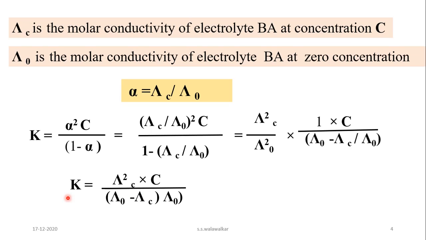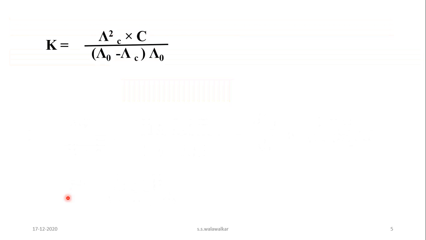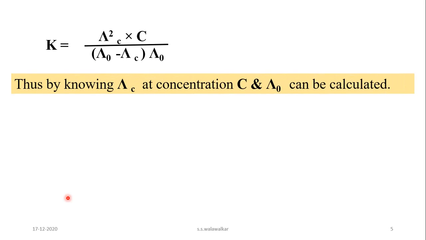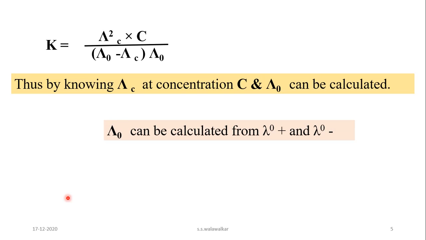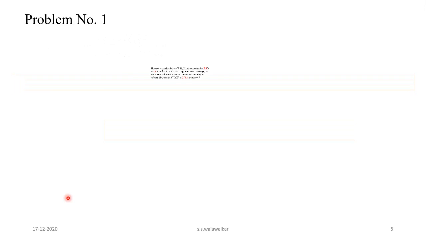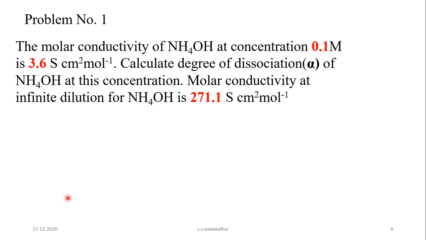So using this equation we can calculate dissociation constant of weak electrolyte from molar conductivity of the electrolyte. By knowing these values of lambda C and lambda 0 and C, we can calculate K, and lambda 0 can be calculated from Kohlrausch law, that is lambda 0 of cation plus lambda 0 of anion, using that mathematical expression.